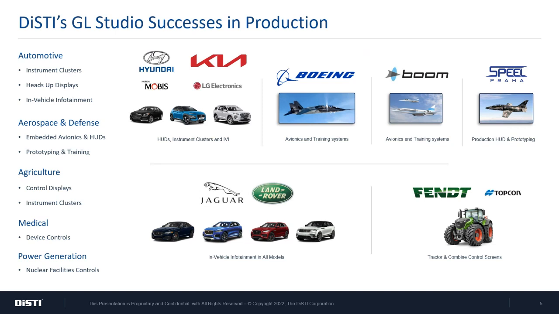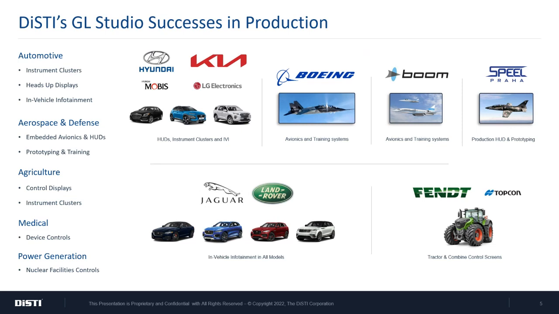Now, for automotive, Hyundai Kia Motors is utilizing us in 23 different platforms for both clusters as well as 3D infotainment. And Jaguar Land Rover standardized on us for 9 years on all their vehicles for their in-vehicle infotainment. And then Topcon is using us for their tractor and combine control systems. So all the different markets you see there on the left, between automotive, aerospace and defense, agriculture, medical, all utilize GL Studio for various HMI elements.